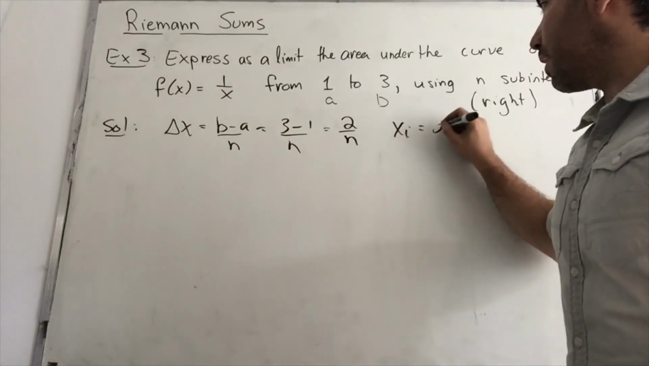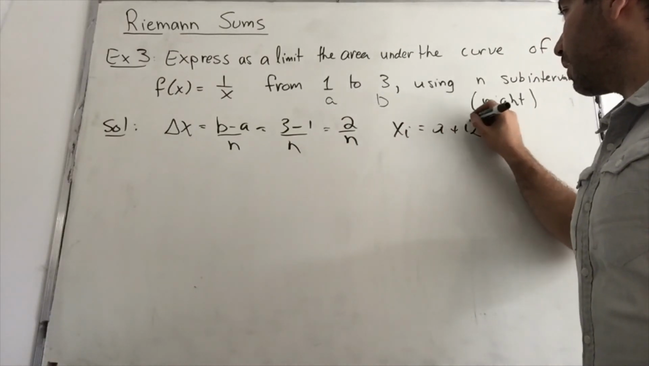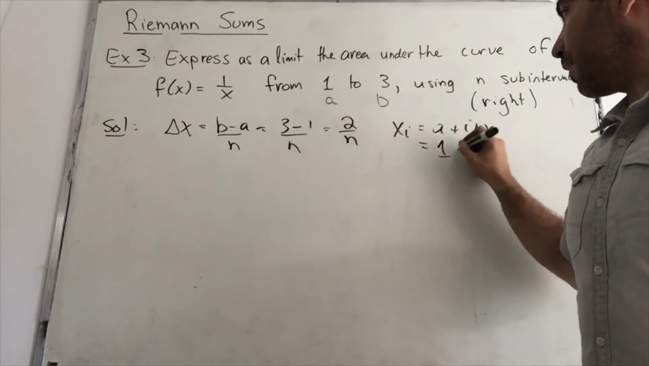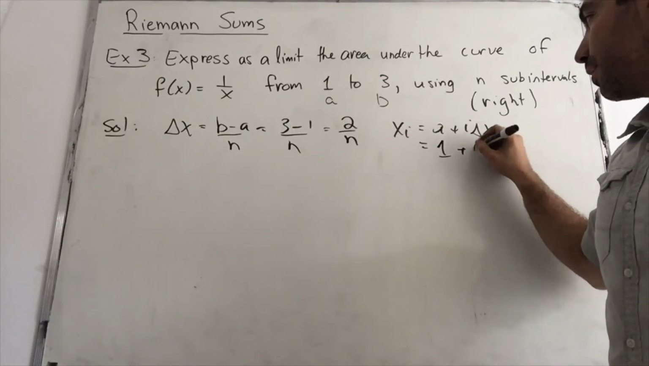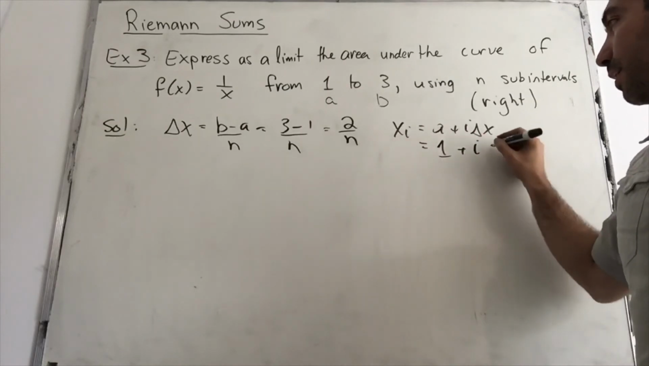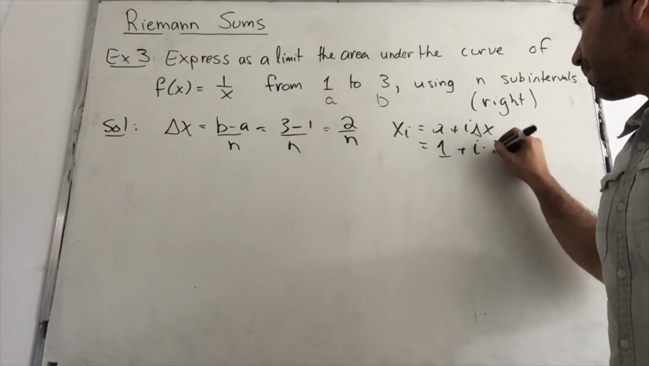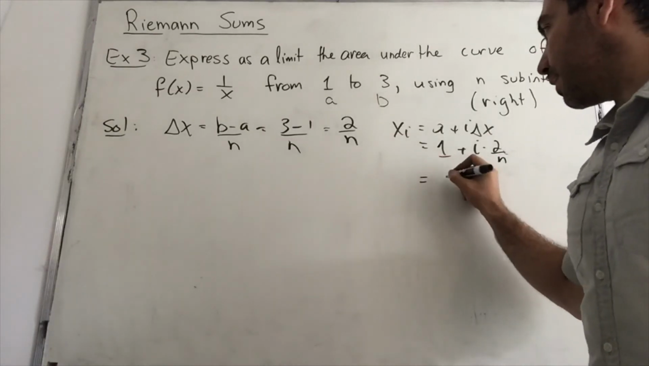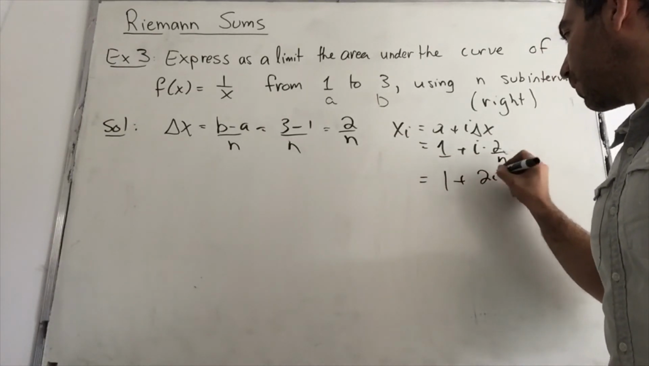Next, let's go find our xi. xi equals a plus i times delta x. a we know is 1, plus i times delta x. i is the index, and delta x is 2 over n. This means that xi is equal to 1 plus 2i over n.